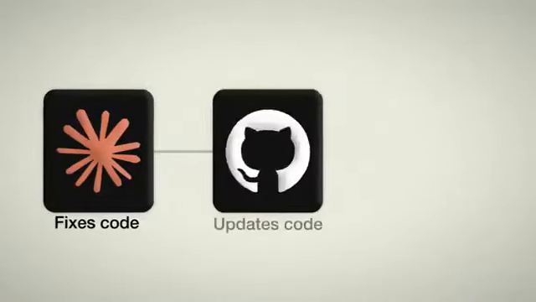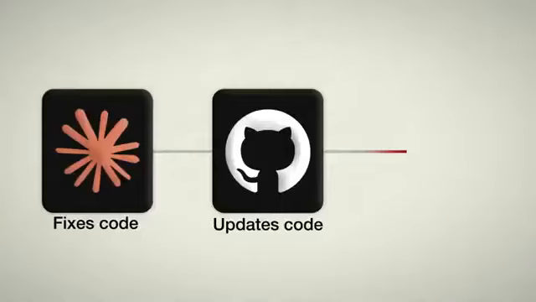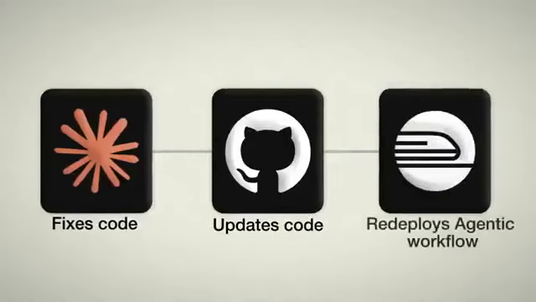Now, in terms of debugging, so when something goes wrong, the way that it tactically works, so you understand, is that, let's say there's an error. We go to Claude Code, we say, hey, there's an error. Claude Code fixes the code, which then goes to GitHub and updates the code with the new updated version. And then it goes to Railway and redeploys the actual agentic workflow.